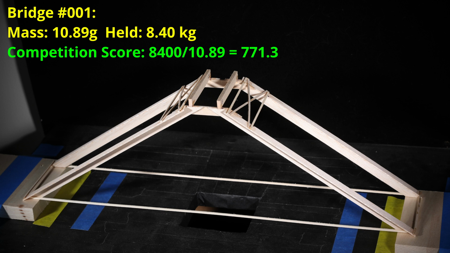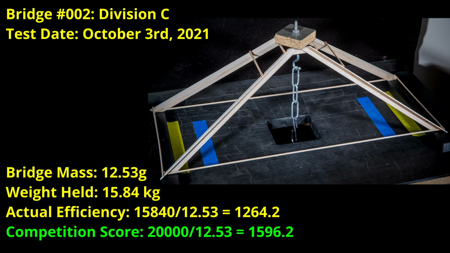I think there will be two primary design directions for Division C this year. Either some sort of conventional bridge with cross supports on top like this, or a tapered design which does away with the need for the extra loading block supports, but with the trade-off being that it's a much more complicated build. Jumping right to the results, I was able to build a tapered bridge that weighed 12.53 grams and held 15.84 kilograms to achieve the bonus and score 1596.